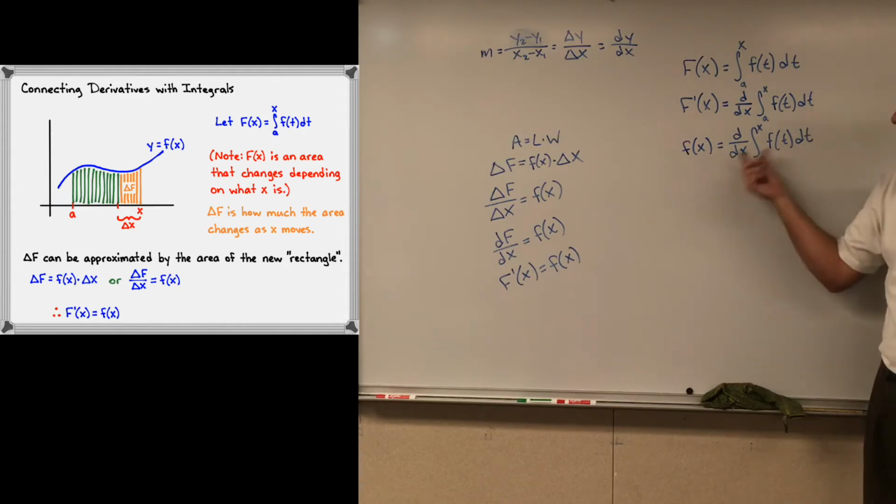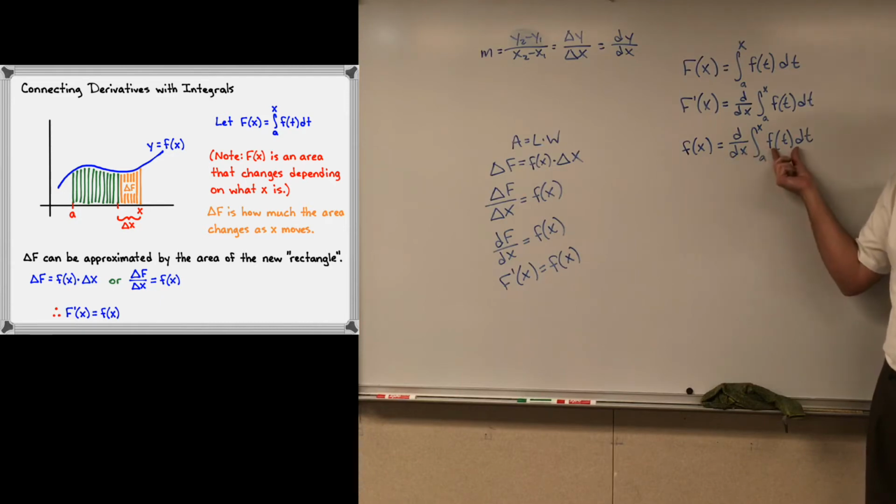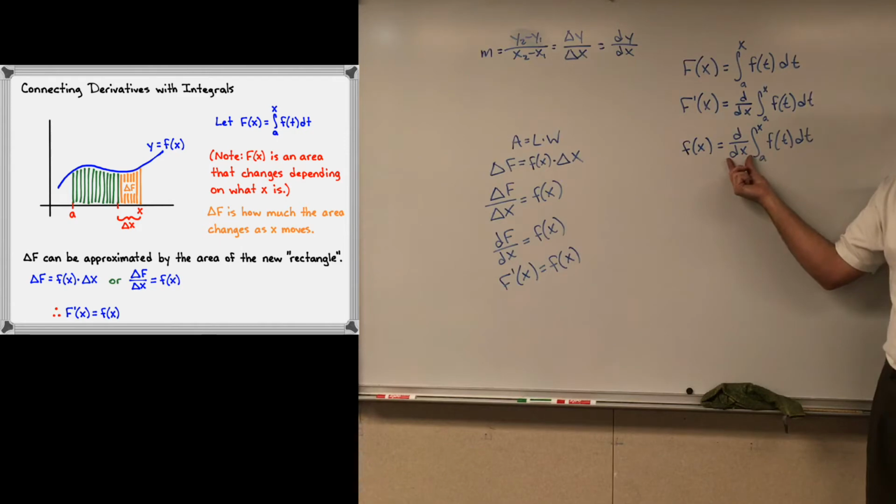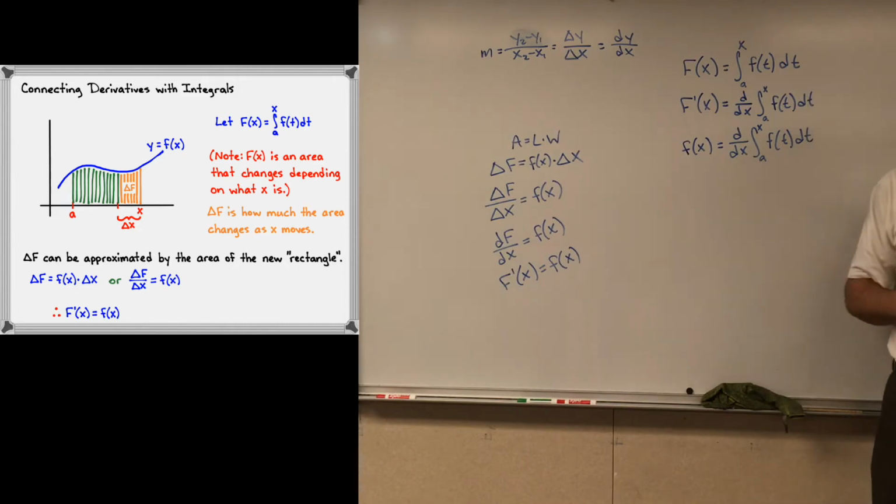So how do I just get f of x on this side? What happens? The derivative and the integral cross out. They have to disappear, right? Wait, hold on. Rewind. State that again.